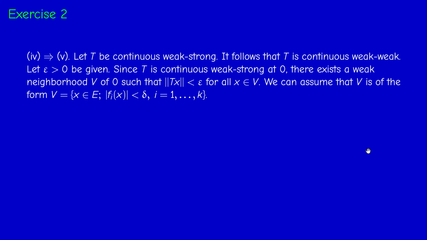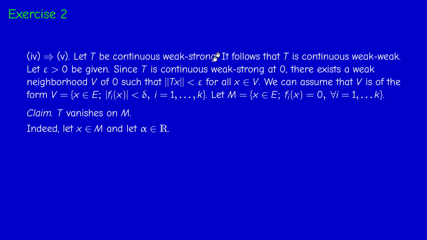Now just consider the set M of x such that Fi vanishes at x for all i between 1 and k. Note that M is a subset of V, because if Fi is 0, then of course the absolute value of Fi is less than delta. We encountered this situation when we discussed the weak topology. This is why in infinite dimensional spaces, weakly open sets are unbounded, because they contain a subspace. So M is a subspace of E, which is contained in this weak neighborhood.